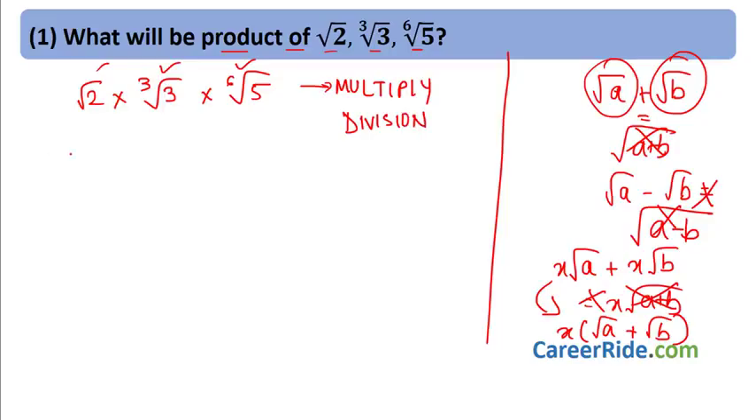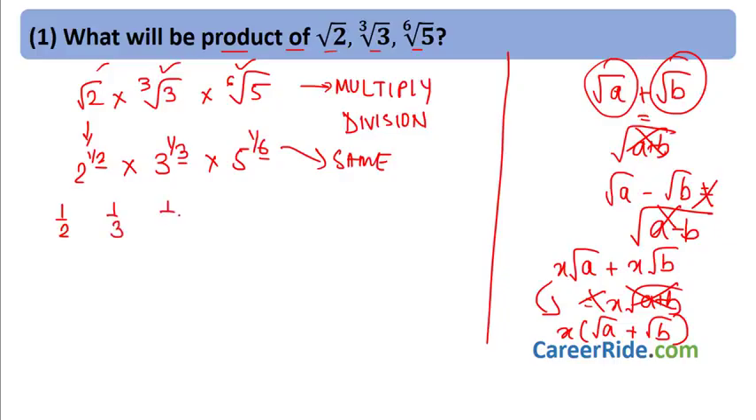Now over here, what are the surds? Root 2 can be written as 2 raised to 1 by 2, 3 raised to 1 by 3, into 5 raised to 1 by 6. These have to be the same, right? So what do we have? We have 1 by 2, 1 by 3 and 1 by 6. How to make them the same? Find the LCM of 2, 3 and 6. What is the LCM of 2, 3 and 6? It is nothing but 6.